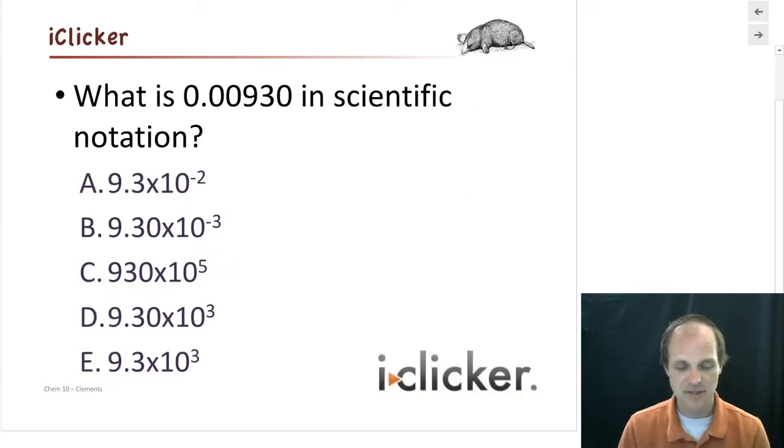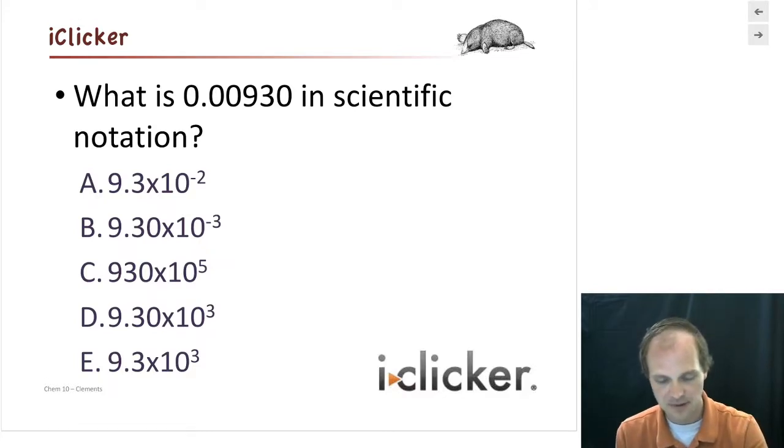Okay, let's try to write this number in scientific notation, 0.00930. Your turn to try. All right. What did you come up with?